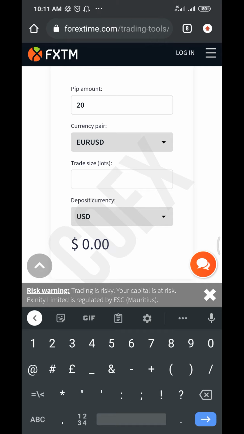But assuming I'm using a 0.1 lot size, it means that the pip value is smaller than when I'm using a standard lot size. So these are all the things you calculate and put into consideration when you are calculating the percentage risk you are using on a trade.